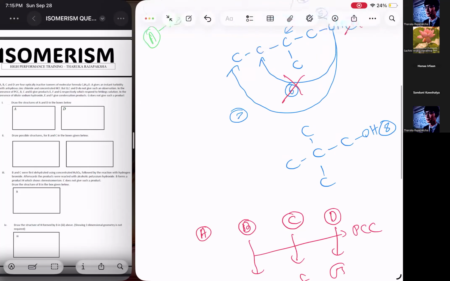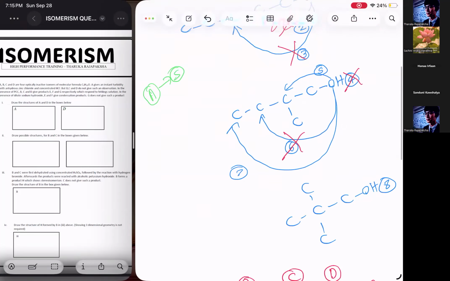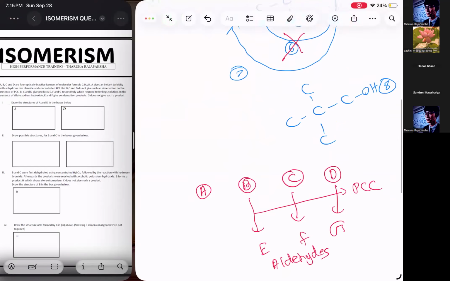First, draw the structures and mark the position isomers, and then you read the question and cut off what is extra. That is how you do the question.